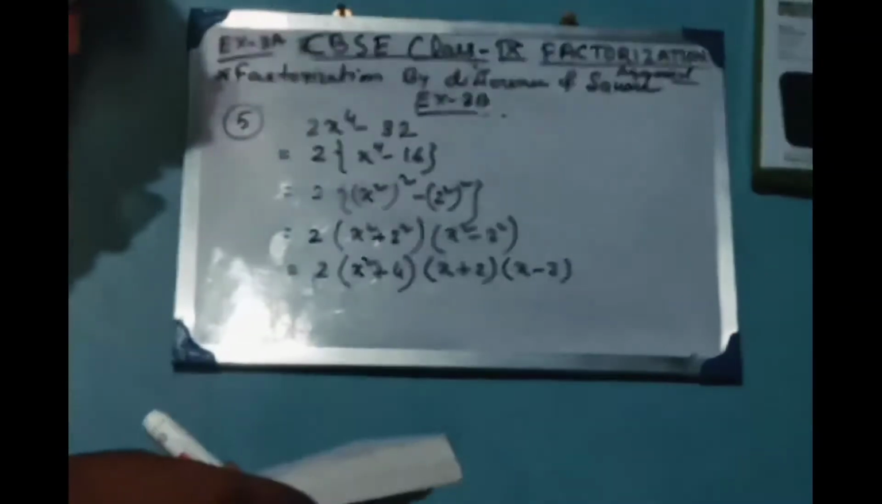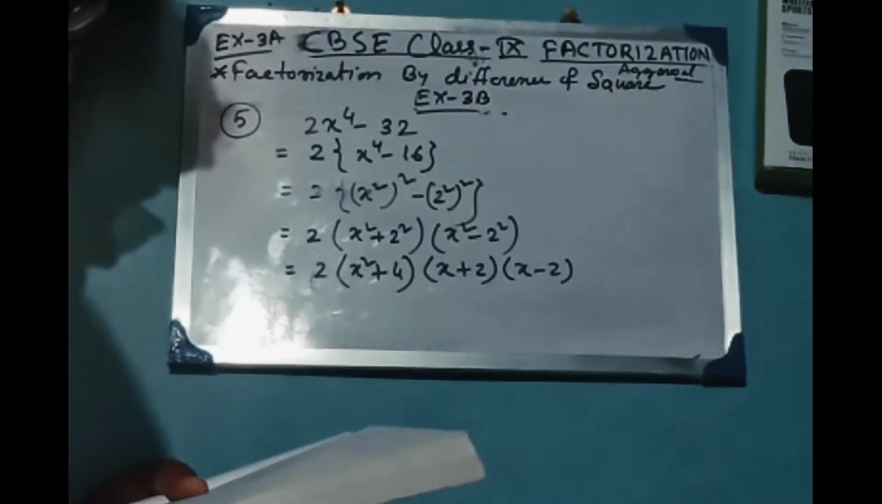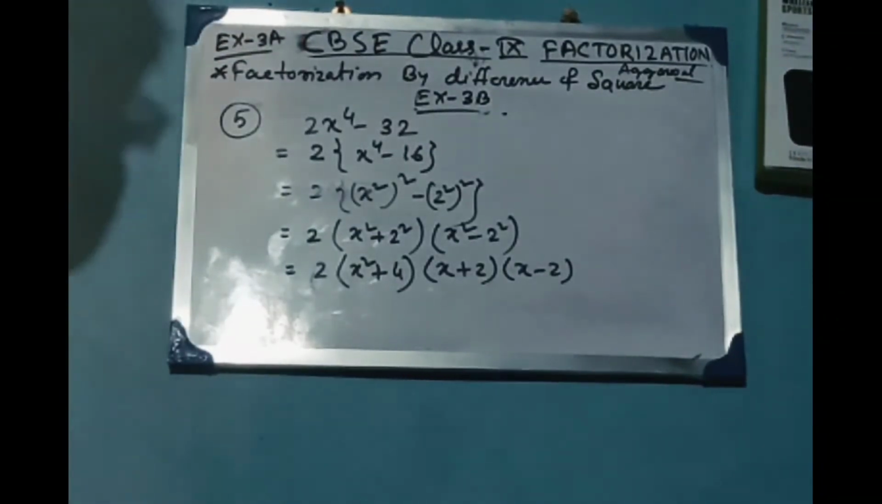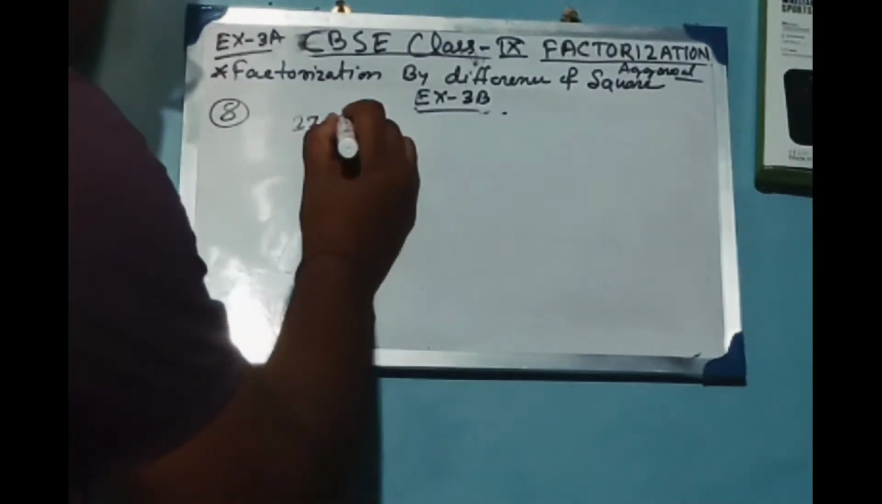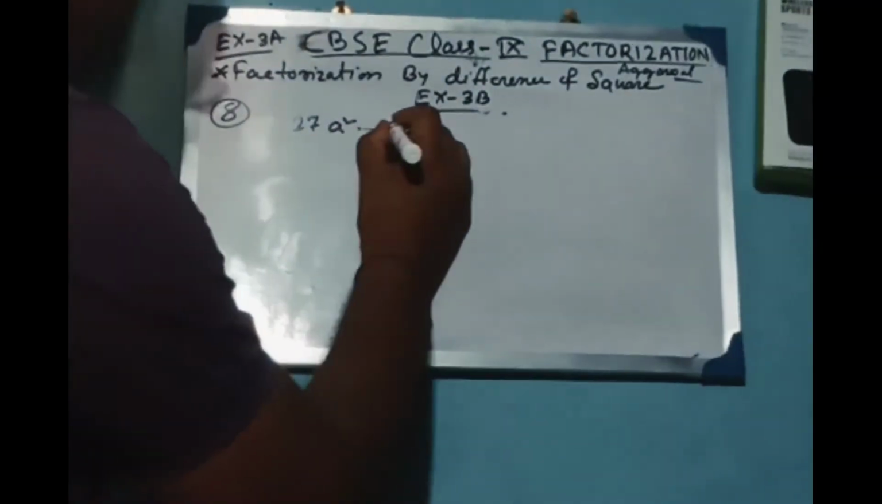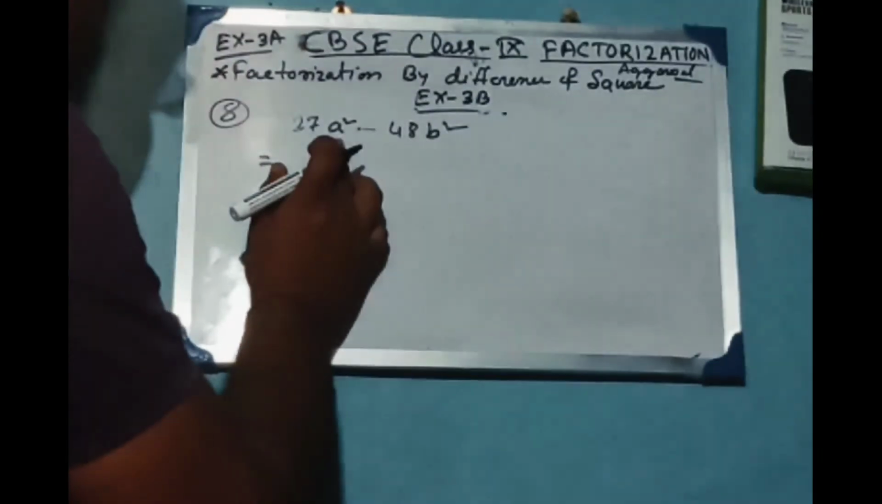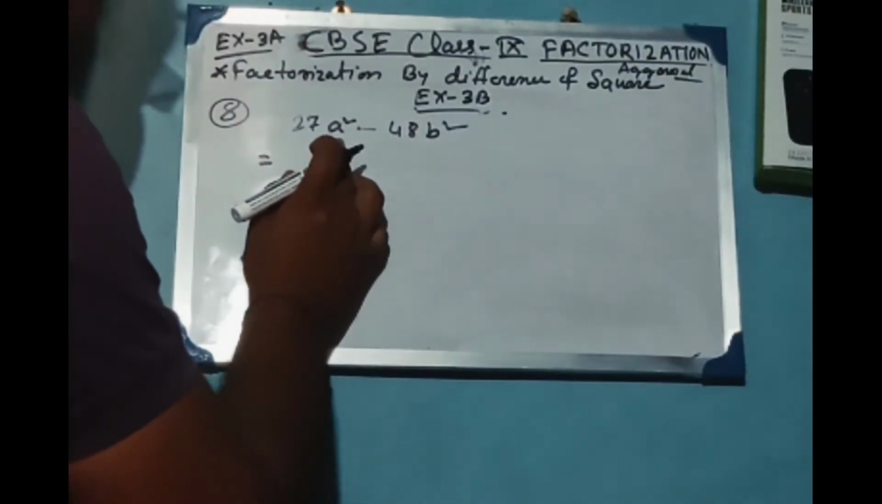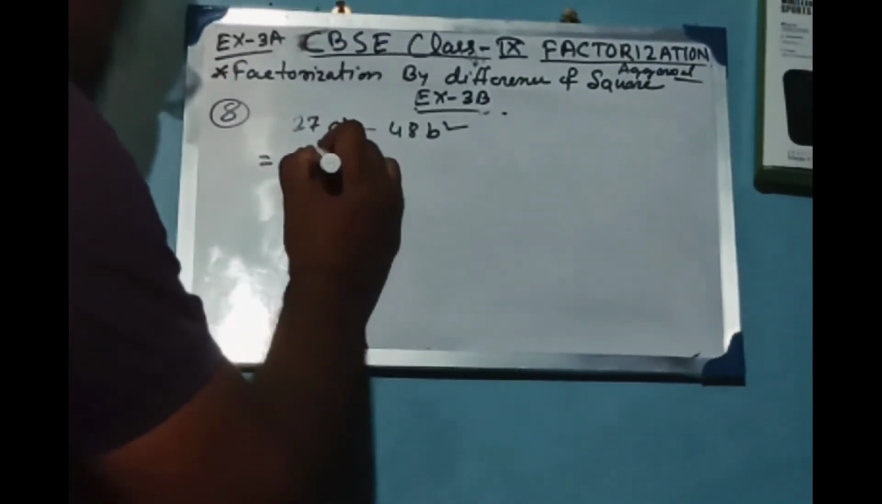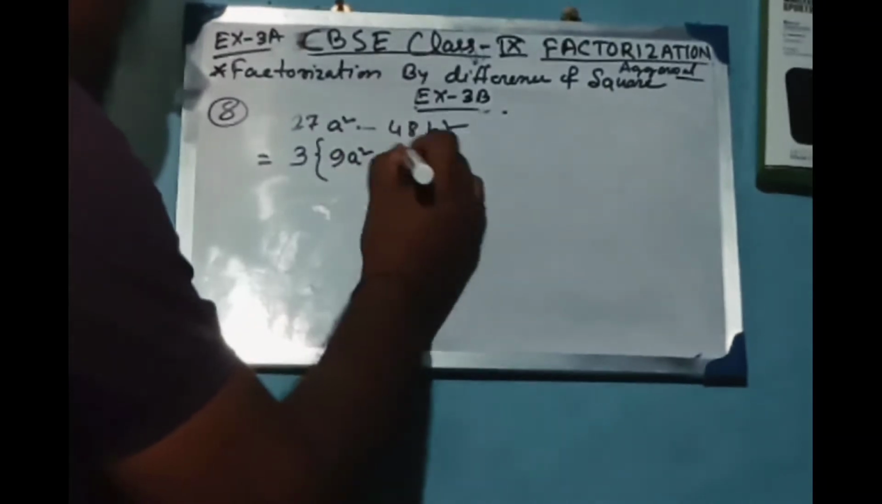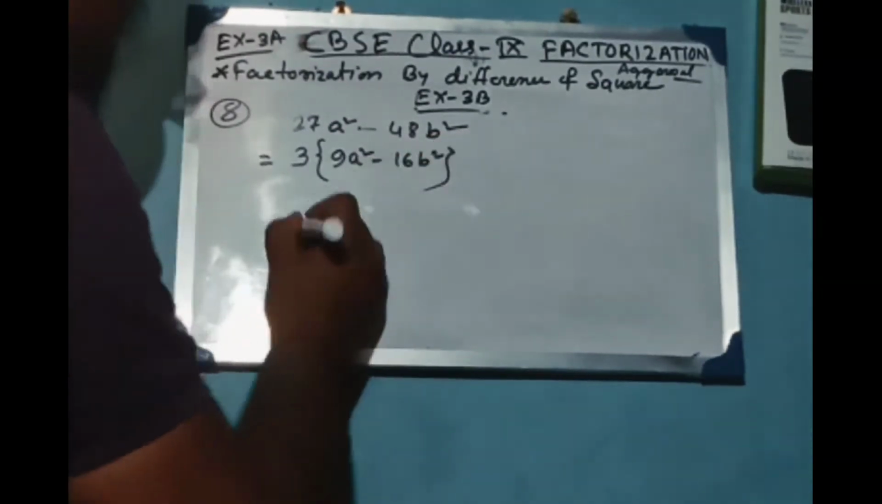I am taking question number 8. In question number 8, it is given that 27a square minus 48b square. So from here we are taking common. If we take 3 common, we will get 9a square minus 16b square.